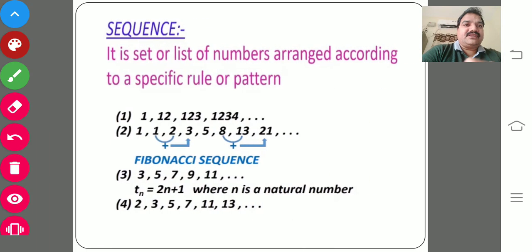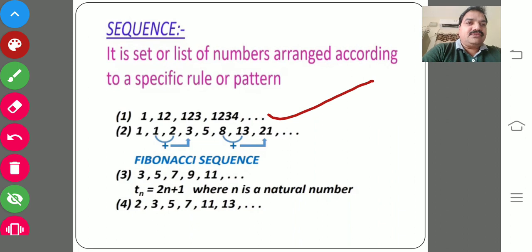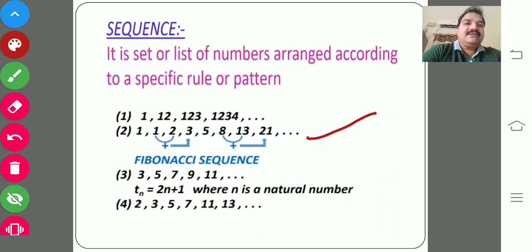Let me explain first what is sequence. It is a set or list of numbers arranged according to a specific rule or pattern. In this case you have to follow a particular specific rule, but it need not follow a mathematical formula. Just see the first one here: 1, 1 2, 1 2 3, 1 2 3 4. You can easily guess the next one, 1 2 3 4 5. It hasn't followed any kind of mathematical formula, but it followed one logic.